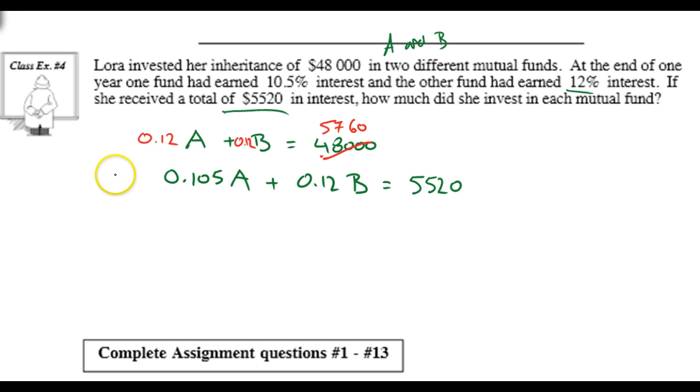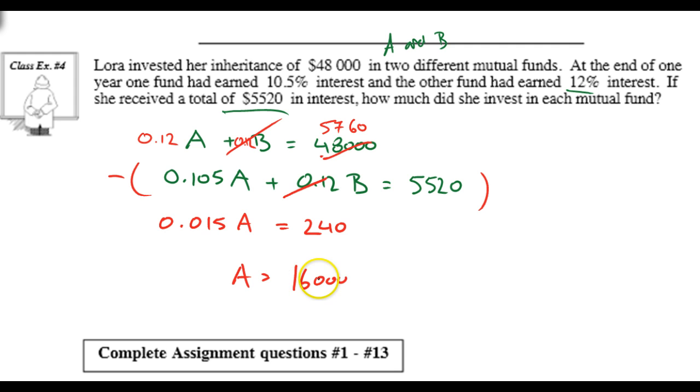Now that we have our B's lined up, we can go ahead and subtract. So 0.12 minus 0.105 is 0.015 A. The B's are gone, so we eliminated those, and then 5,760 minus 5,520, that should be 240. Then divide both sides by 0.015, and we get $16,000 into Fund A.